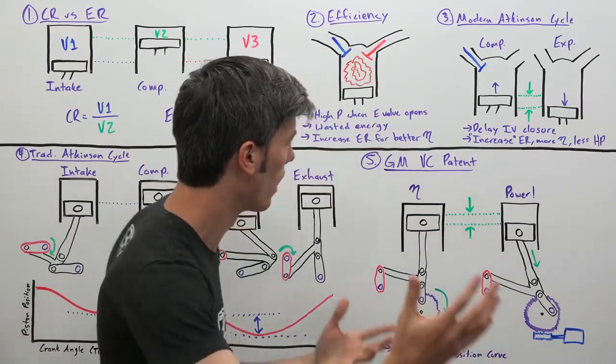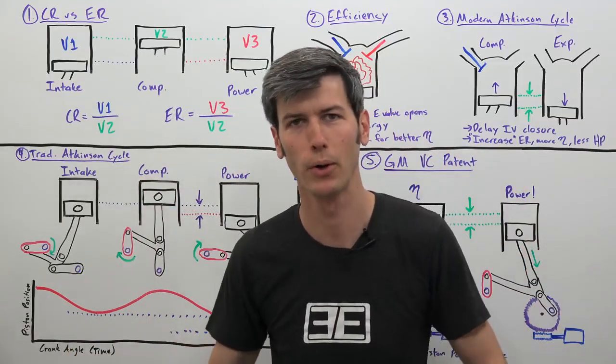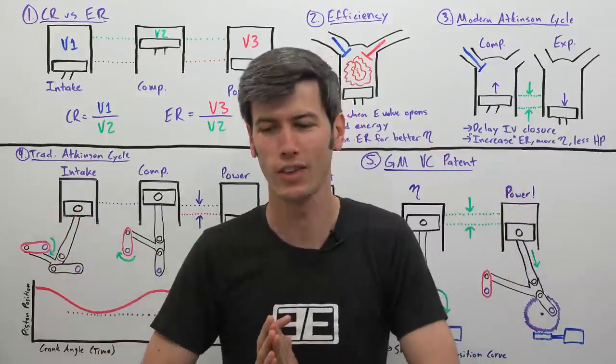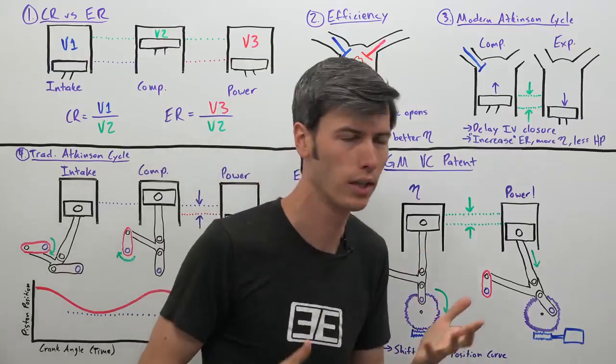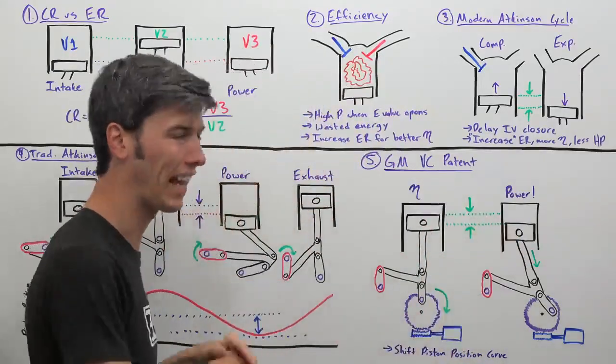The big idea here, GM doesn't want to compromise between power and efficiency. They want both. Just like every other car maker out there, they both want power and efficiency. They don't want to sacrifice one or the other. And so this is one solution which GM has come up with. This patent dates November of 2018.